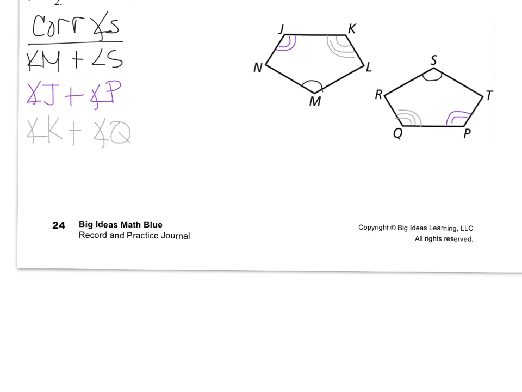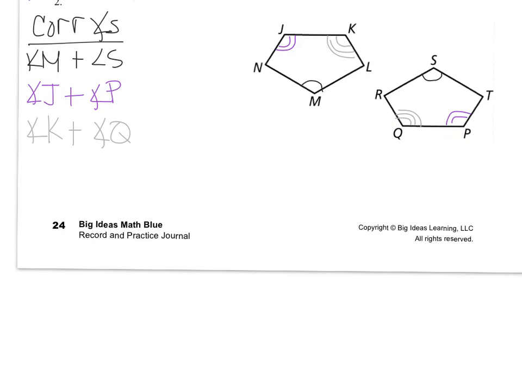Okay, if you're having trouble seeing this, a nice clue that I'll give you is K. If you're going in a clockwise fashion, we know J and P are corresponding angles. So if we're going clockwise around these figures, K comes after J. Again, clockwise around these figures, Q comes after P.